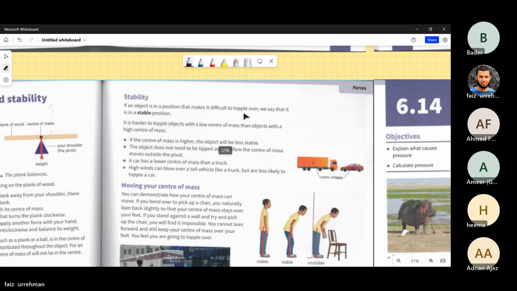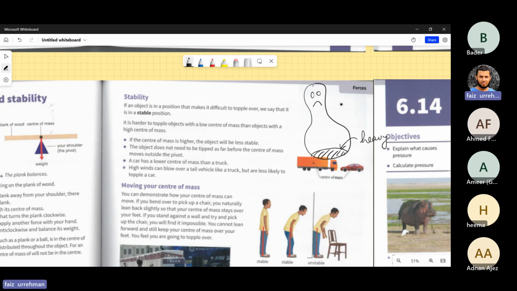Stability, center of mass. Okay. If the center of mass is higher, the object will be less stable. Like I told you that day, there is a toy like this. It has air inside it, and it is very heavy at the bottom. What happens if you punch it? It will again come back to the standing position.